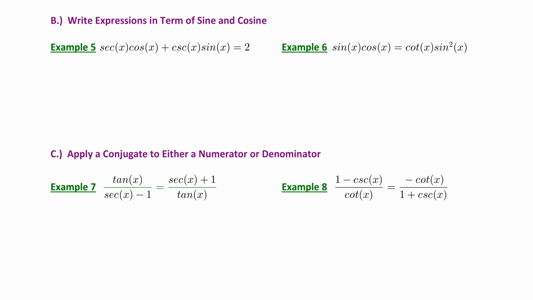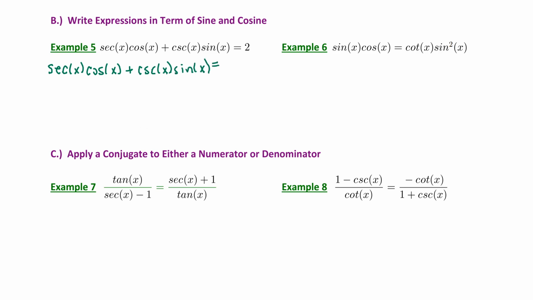In addition to foiling or factoring, writing an expression in terms of sine and cosine can be a guaranteed technique to prove an identity. Let's try this on both example 5 and 6. So we're going to begin proving this identity by identifying the most complicated side. Observe on the first step, I write it down exactly as it appears on the left side.